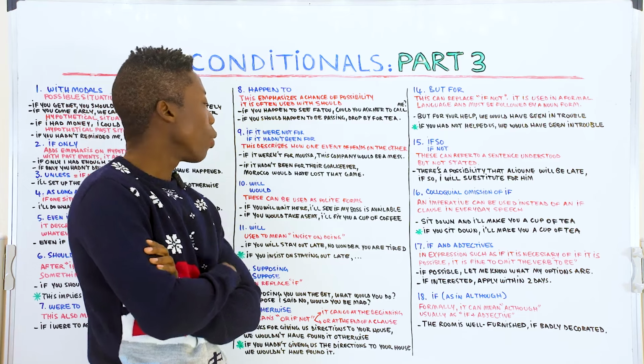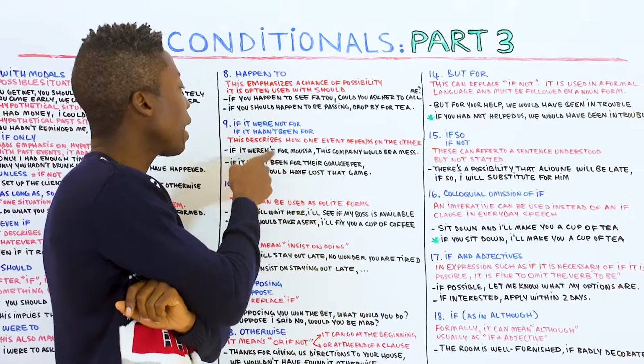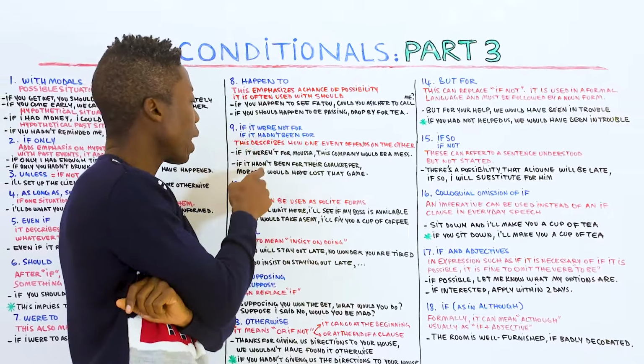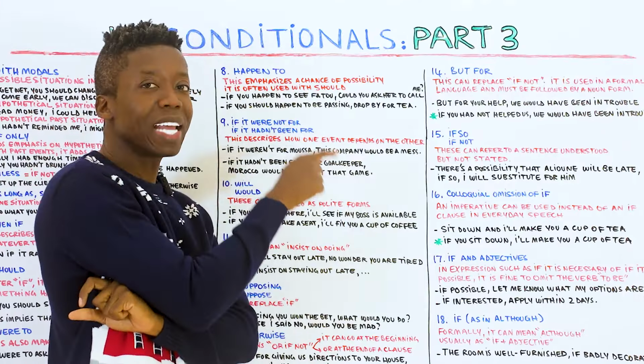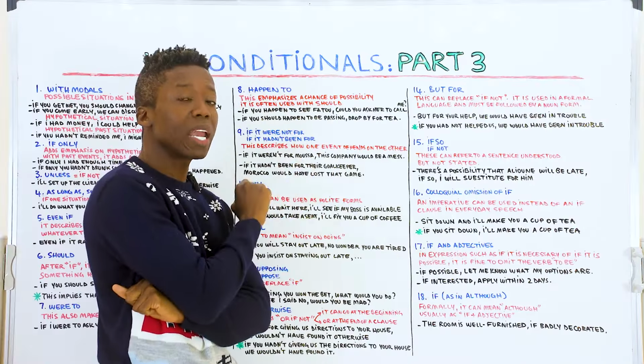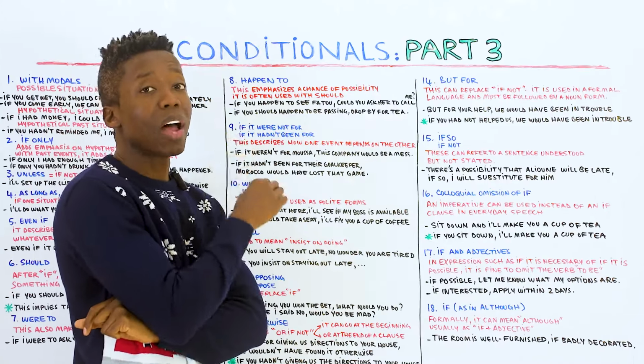Morocco's goalkeeper. Well, this sentence says, if it hadn't been for their goalkeeper, Morocco would have lost that game. They did not lose the game because the goalkeeper had blocked a lot of the shots.